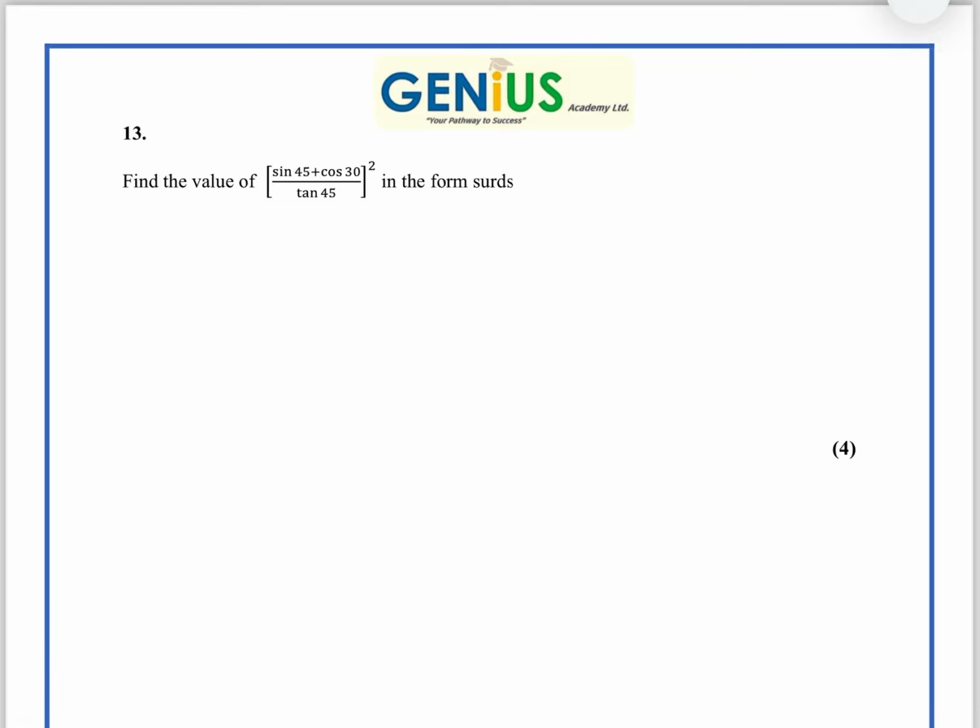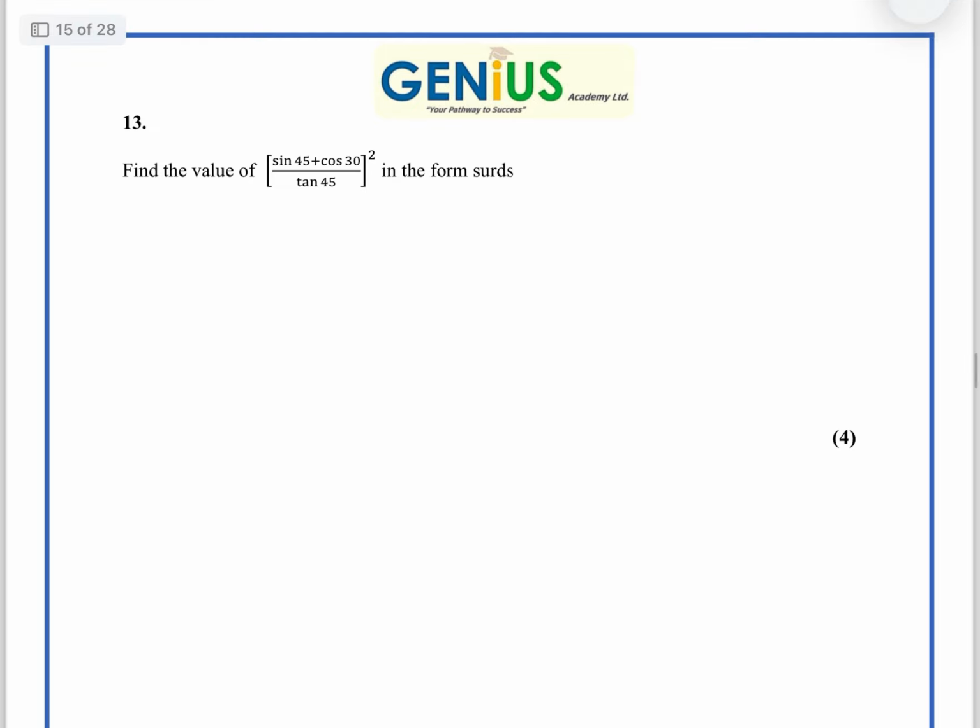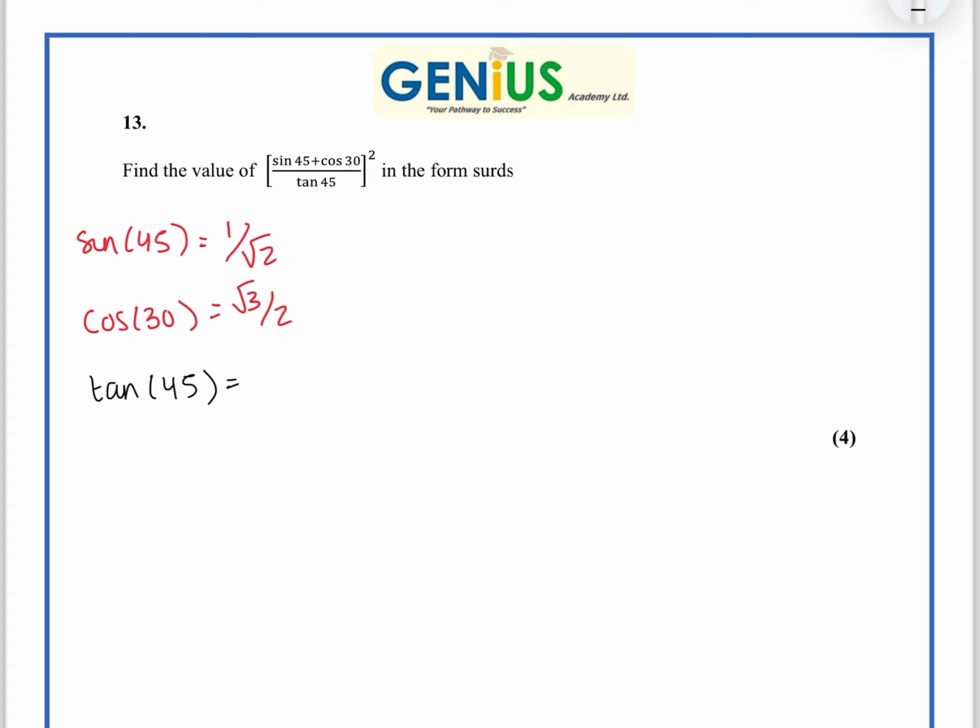Okay, for question 13, we have been asked to find the value of the expression in surd form. So, first of all, what we can do is find out what these respective trig values are in surd form. So, sine of 45 is equal to 1 over root 2. Cos of 30 is equal to root 3 over 2. Tan 45 is equal to 1.